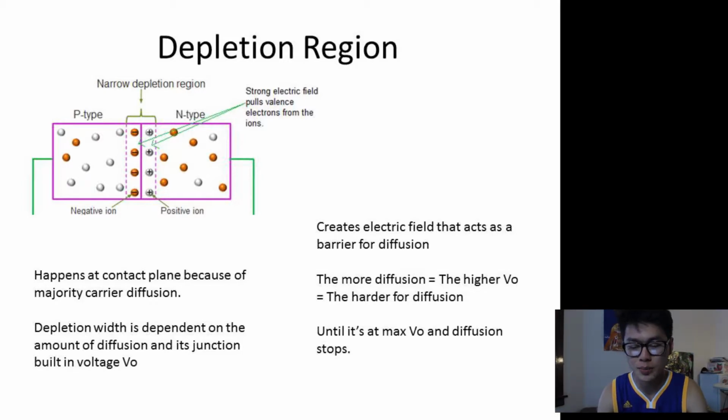The depletion width is dependent on the amount of diffusion and its junction built-in voltage V0. So it creates an electric field that acts as a barrier for diffusion. The more diffusion that happens, the bigger the electric field would be, which would increase the junction built-in voltage, which would make it harder for diffusion to happen. So this would slowly build upon itself, and at the max V0, we would have no more diffusion current.